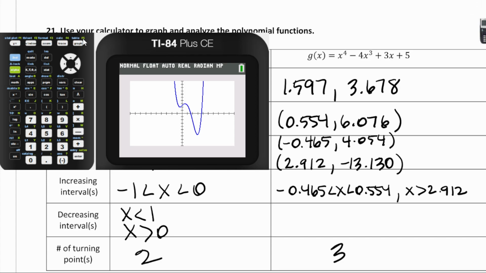And for intervals of decrease, that would be before the first minimum, so that would be when x is less than negative 0.465. And also between the maximum and the second minimum, so that would be from 0.554 up to 2.912. All right, so we filled out that whole grid.